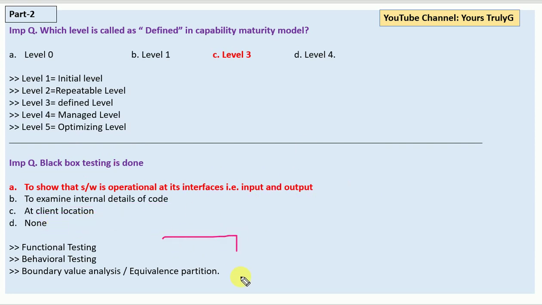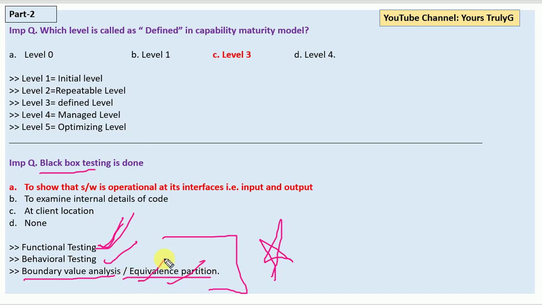The three most important points I have explicitly mentioned for you, and there are a lot of chances they will come in this examination. Black box testing is also known as functional testing. They have already been asked many times. Black box testing is also known as functional testing, behavioral testing, boundary value analysis, equivalence partition. Whenever you see all these wordings, you have to mark the answer as black box testing.